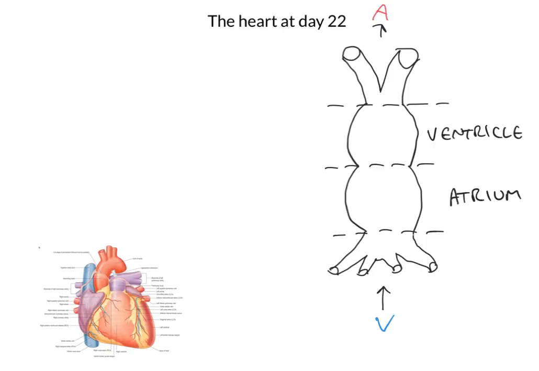Now, as you know, atria are connected to veins, whilst ventricles are connected to arteries. The arterial end of this primitive heart tube, forgetting at the moment about it splitting into two, is known as the truncus arteriosus. And the venous end, that is what's going to become the veins draining into the atrium, is known as the sinus venosus.